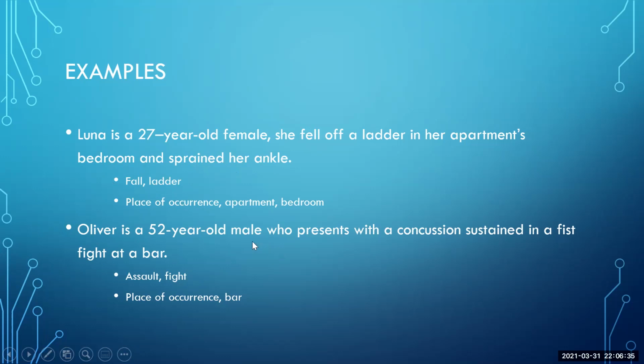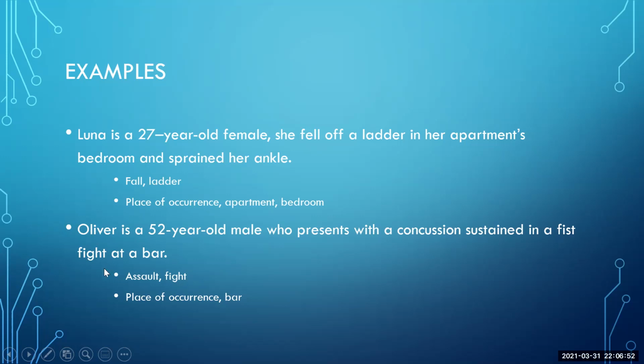Oliver is a 52-year-old male who presents with a concussion sustained in a fist fight at a bar. Well, first of all, grow up, Oliver. Why are you getting in fights at bars? You're too old for that, right? But secondly, his diagnosis code is going to be this concussion. We don't care about that today, though. We're just looking at external cause codes.